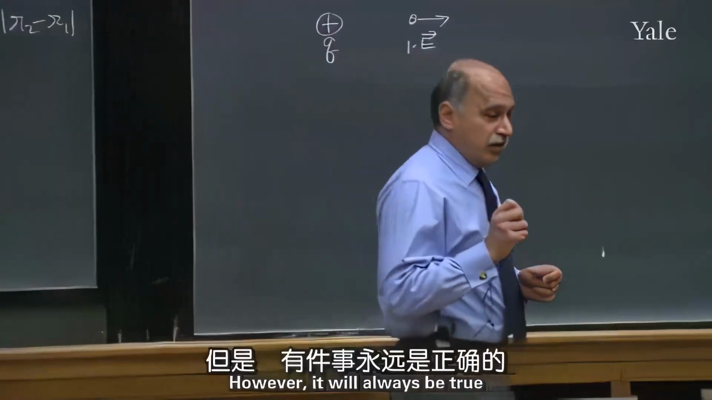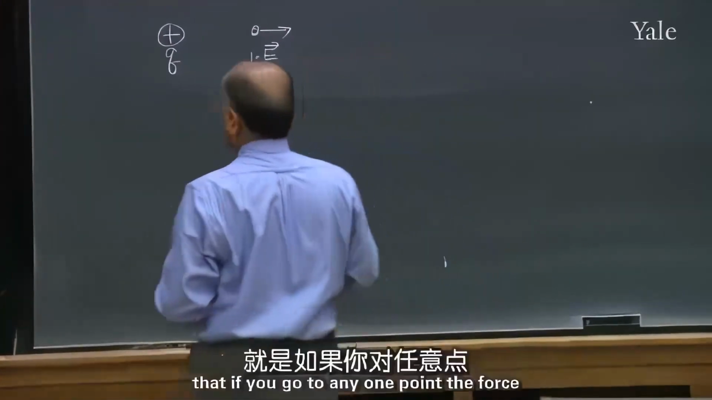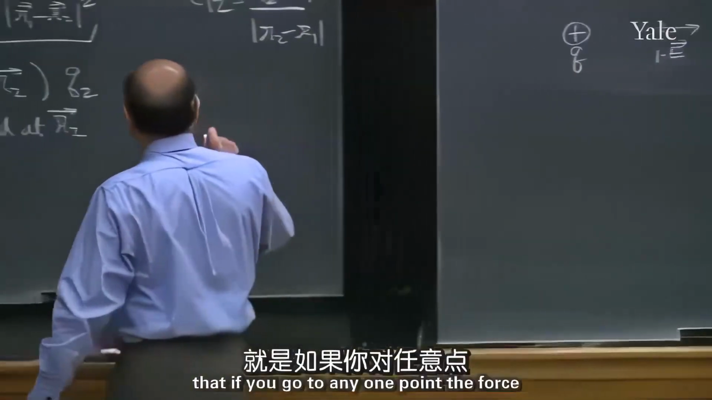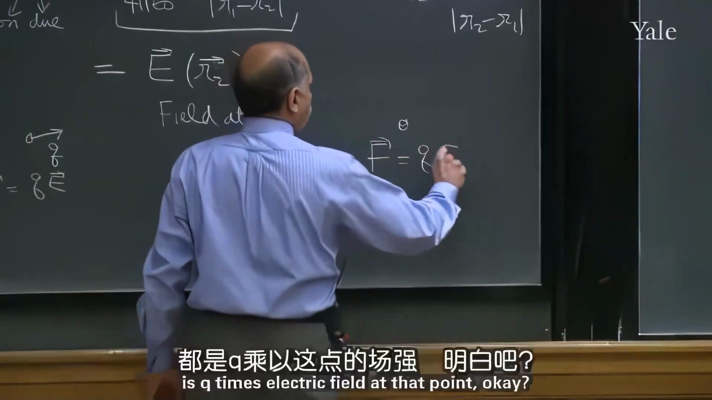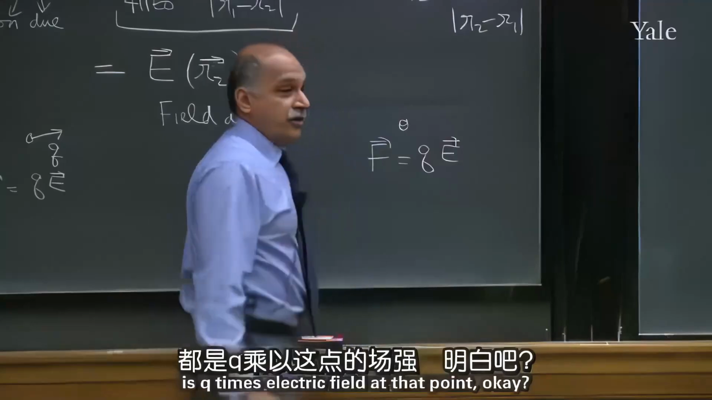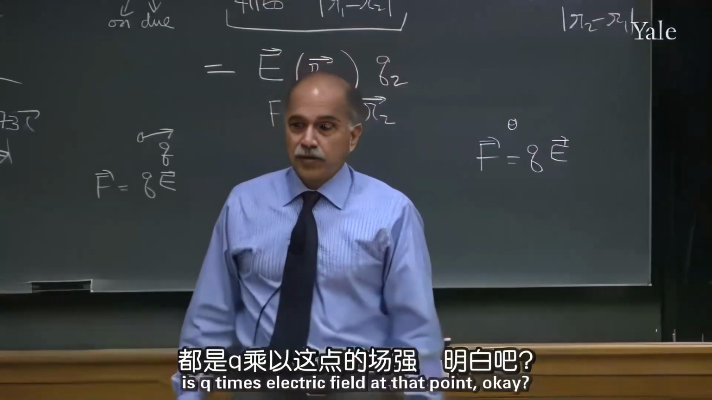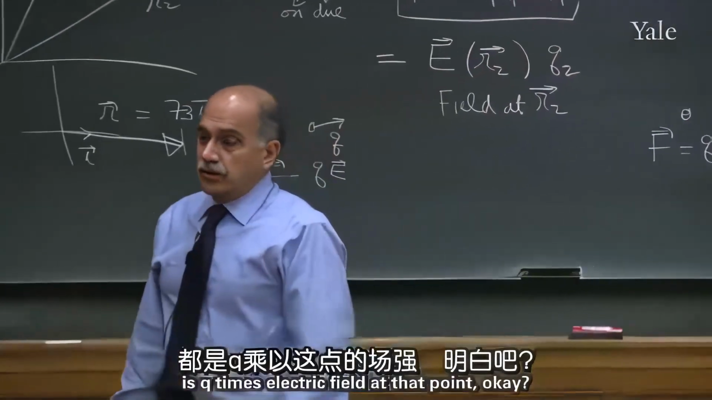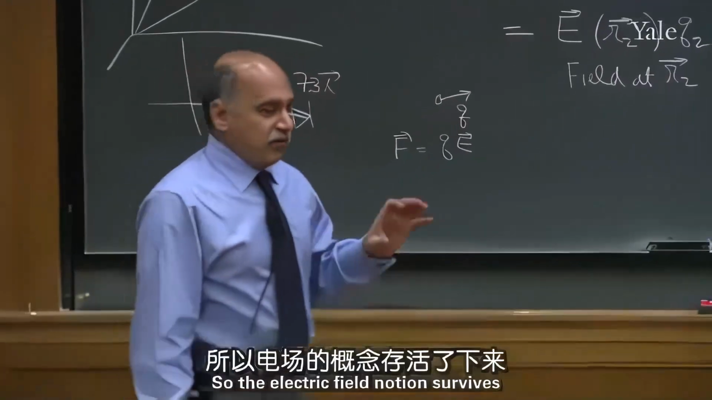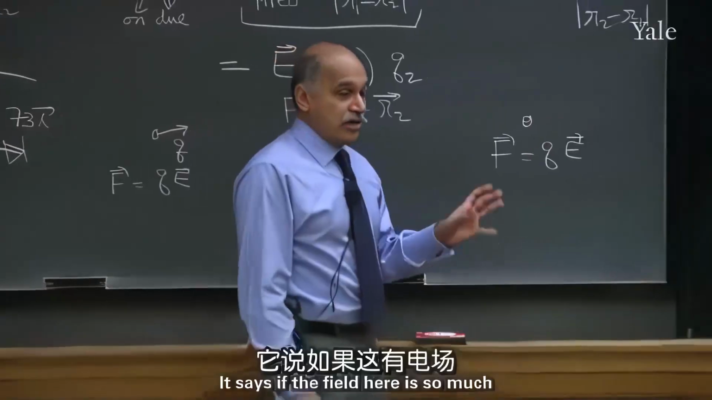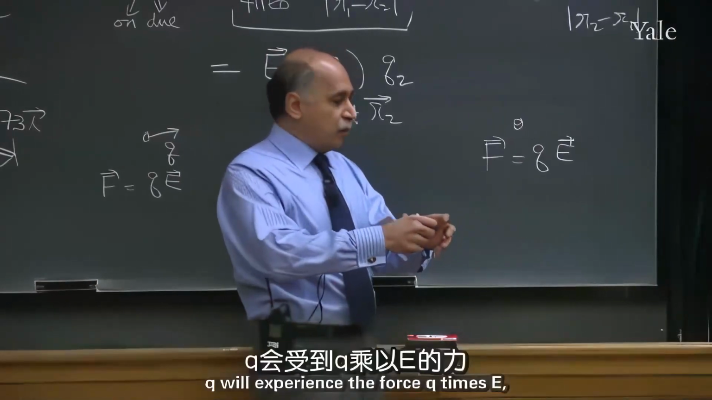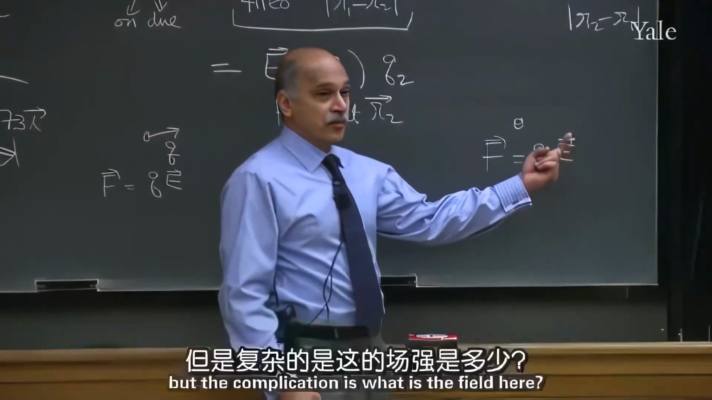However, it will always be true that if you go to any one point, the force on any charge q you put there is q times the electric field at that point. Okay? So the electric field notion survives because it doesn't violate relativity. It says if the field here is so much, q will experience the force q times E.